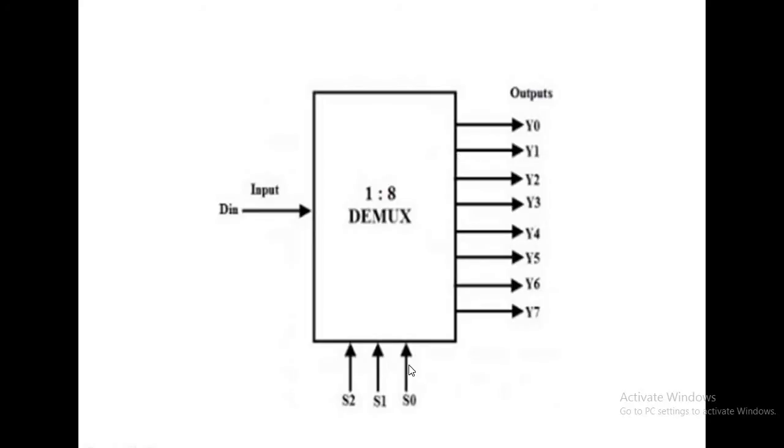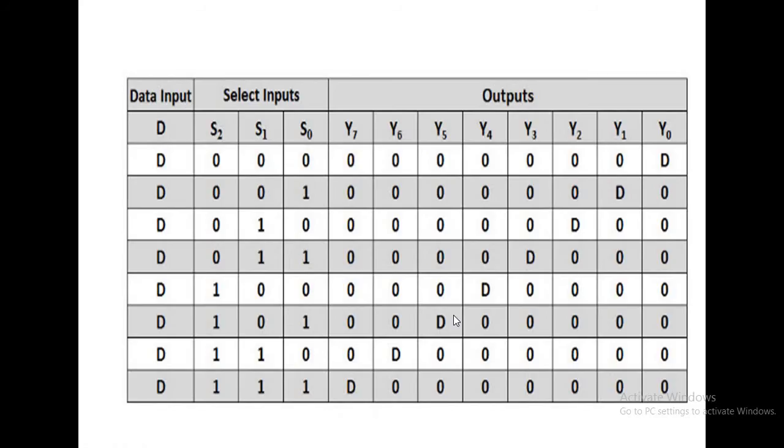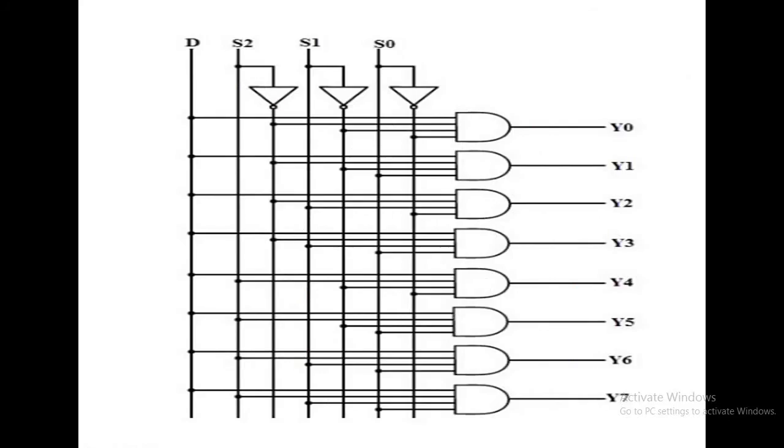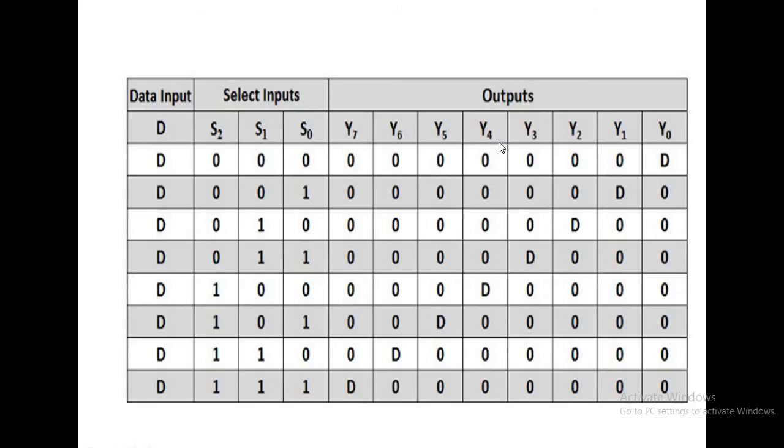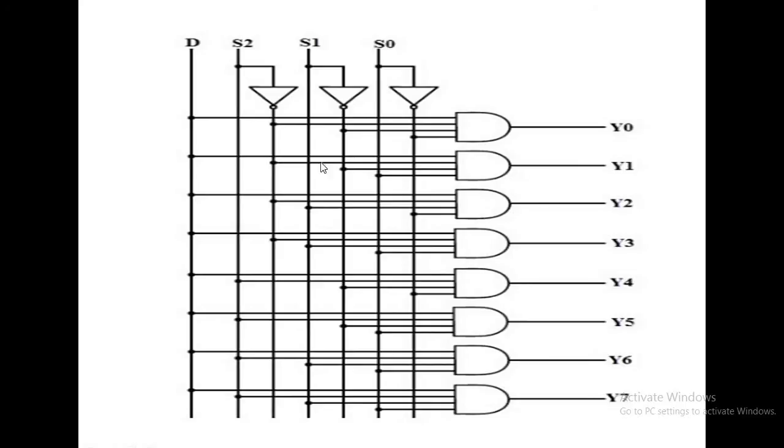If all the input lines are 1, 1, 1, 1, that is decimal 7, so automatically this input line is connected to y7. Okay. So from this truth table, here I am drawing the logic circuit of the 1x8 demultiplexer.